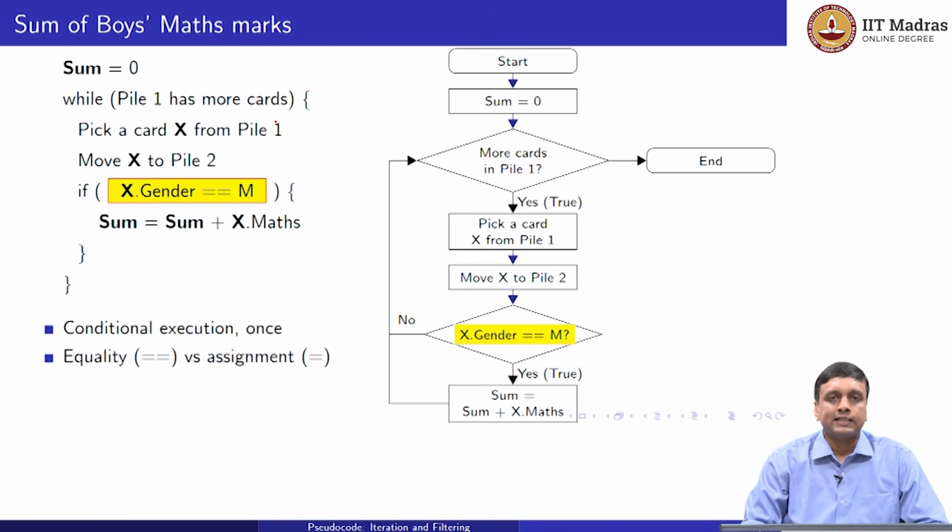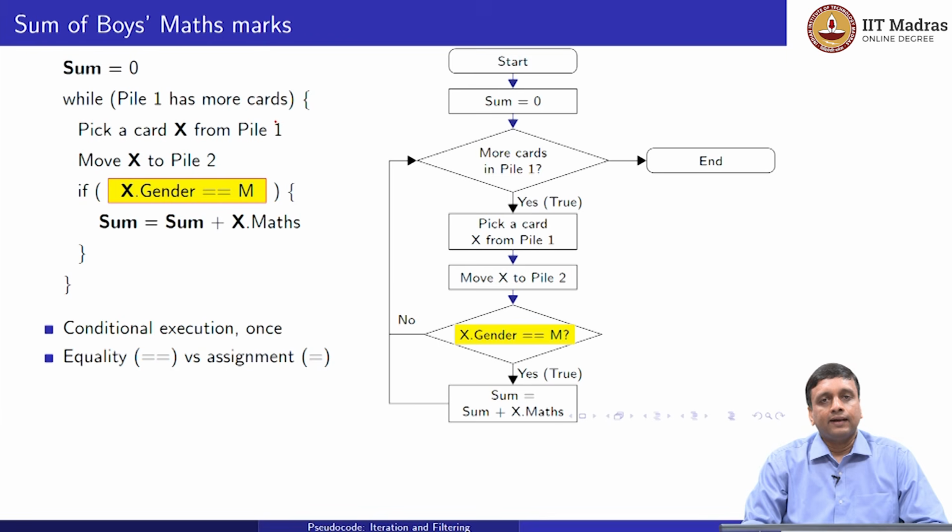It is one of the fields, just like the maths marks and the physics marks, we have a gender. So remember that the gender field of card x we will write as x dot gender. So we want to check whether x dot gender is m. Now we have a problem because we want to check equality. We want to check whether x dot gender is equal to m.